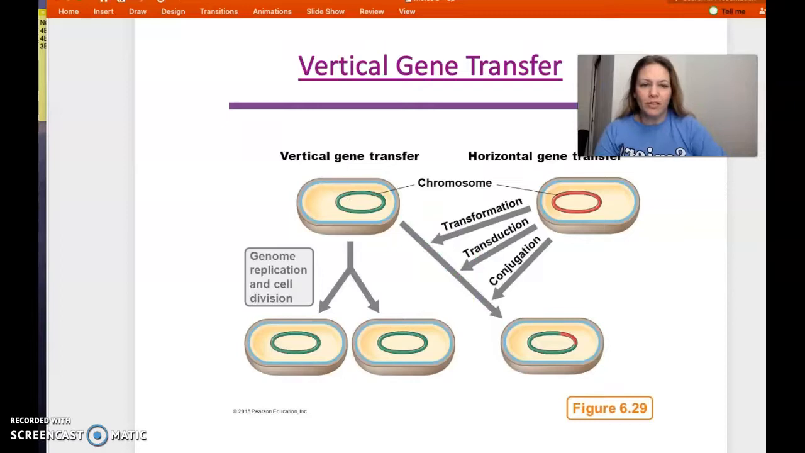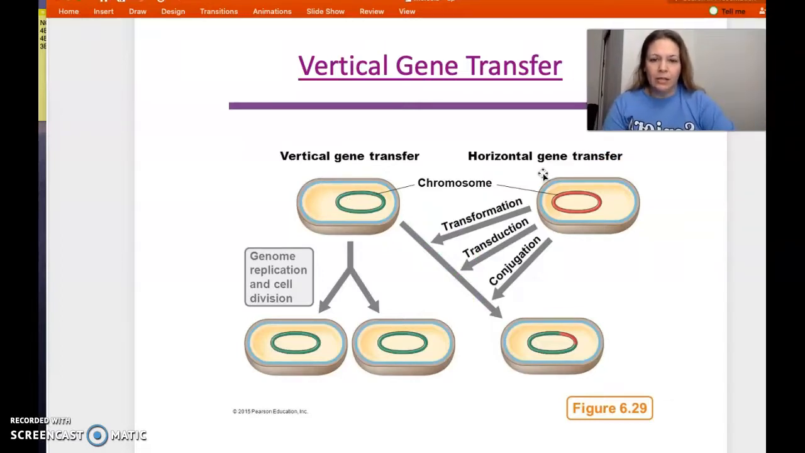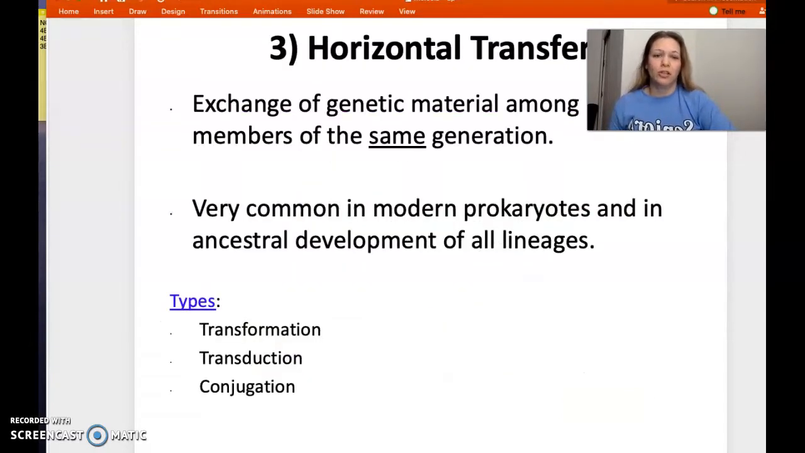Okay, so that's vertical gene transfer. Basically, the bacteria are undergoing binary fission, similar to mitosis, but in the case of bacteria, we call it binary fission. They're just copying their DNA and splitting into two, and in that process, mutations might occur, and those will be passed on to the offspring. So hence the vertical idea, going from one generation to the next generation. The other possibility is horizontal gene transfer, where genes are transferred between members of the same generation.